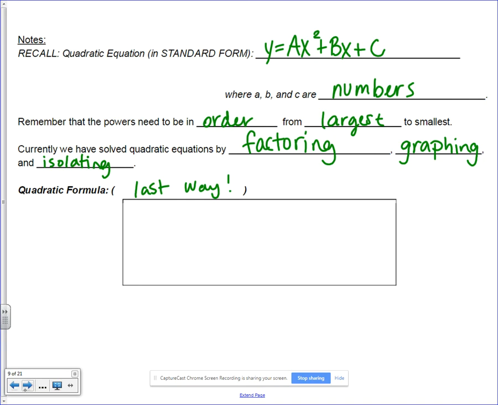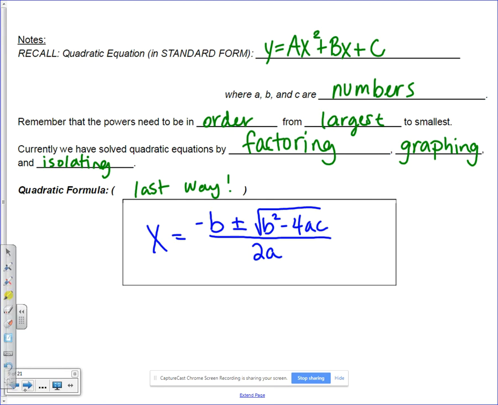Remember how large this formula is. The 4 is always there. Always. The rest of them depend on the problem, the A, B, and the C. Yesterday, we talked about the part that's under the radical. So yesterday, we only dealt with this part, correct? What is that part called?